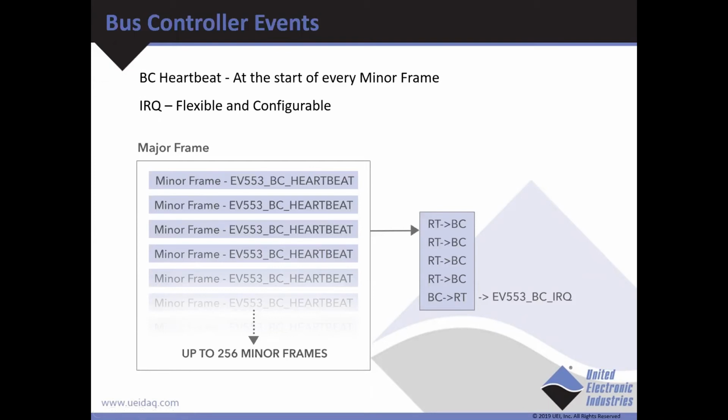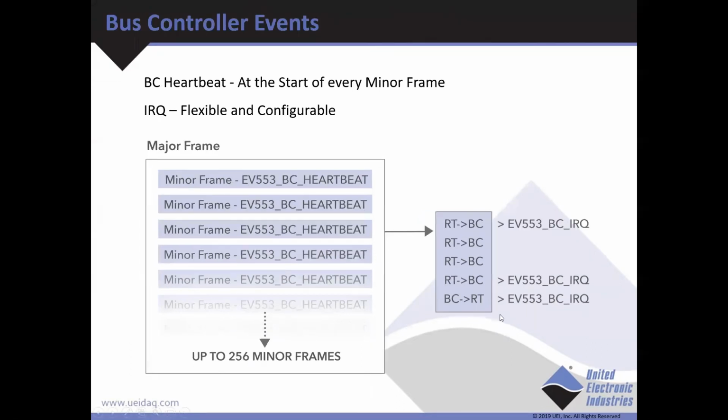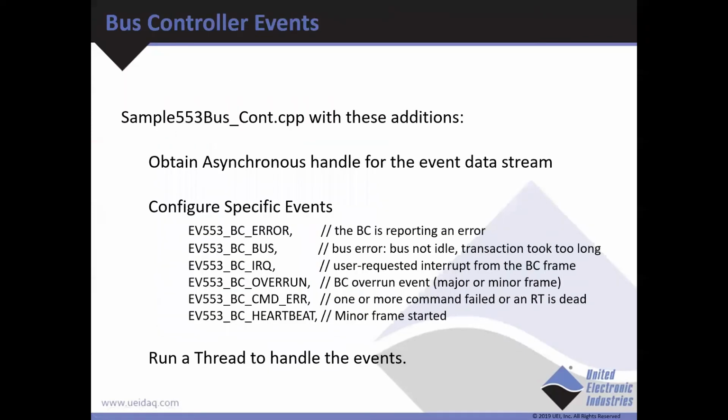We also have an IRQ event, and the system designer, the application writer, decides which command will generate this event. You can have many commands generate this event. Typically, people use it on the last command in the minor frame. So again, the IRQ event can be put on many, none, or just one of the commands in the system. So I'm going to show you some code that is basically sample 553 bus cont with asynchronous events added. First, let's see a video, and then I'll show you the software.